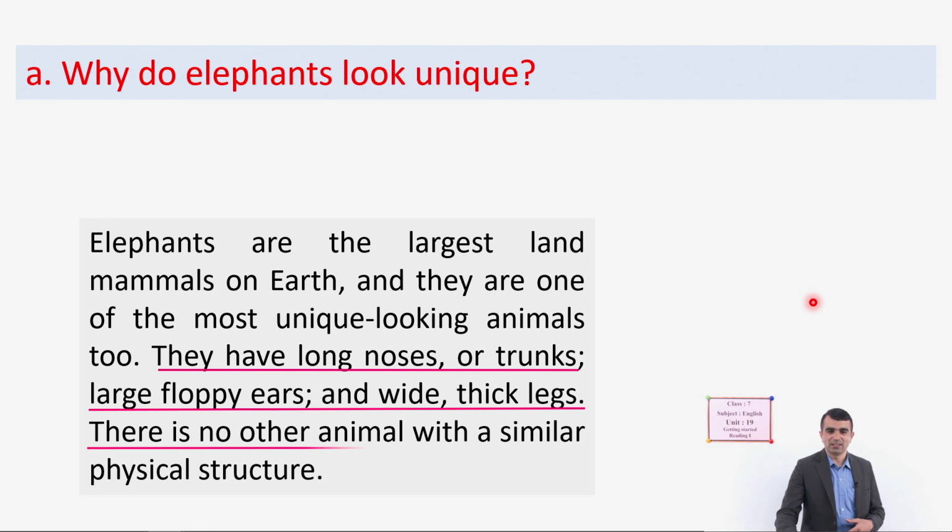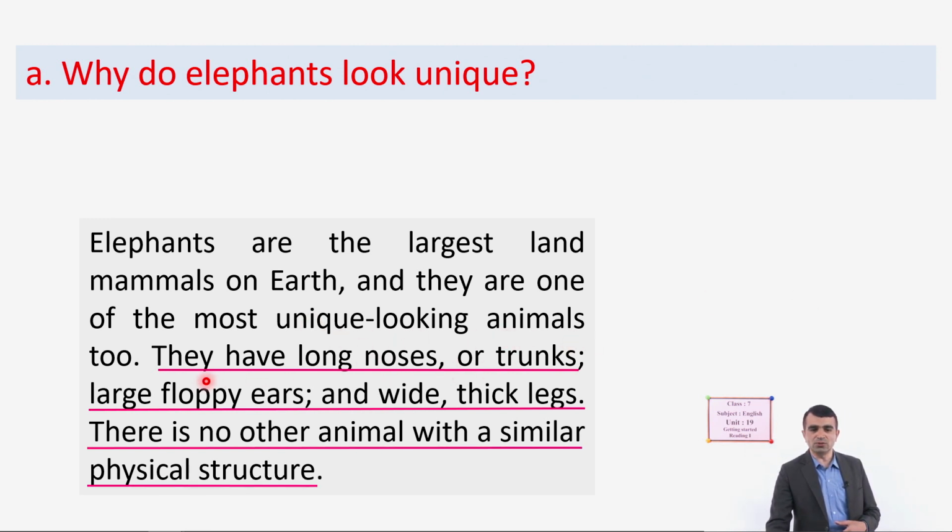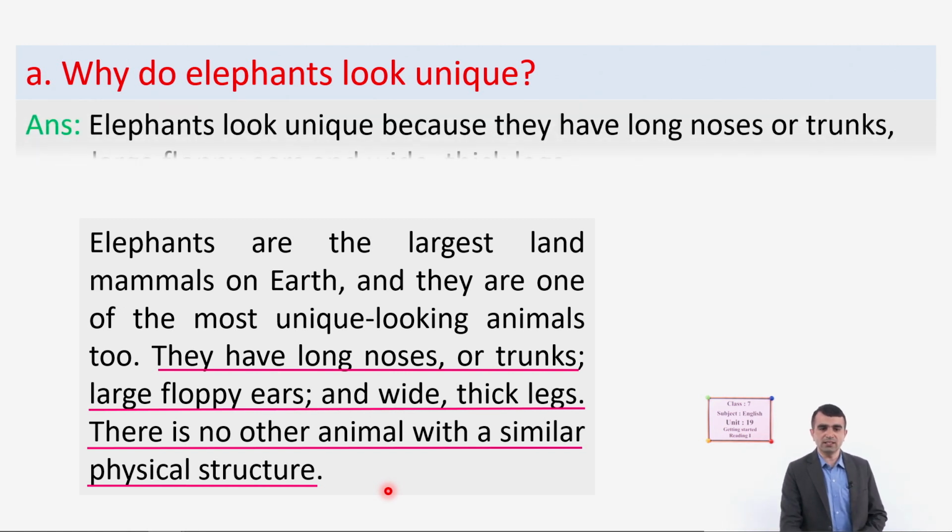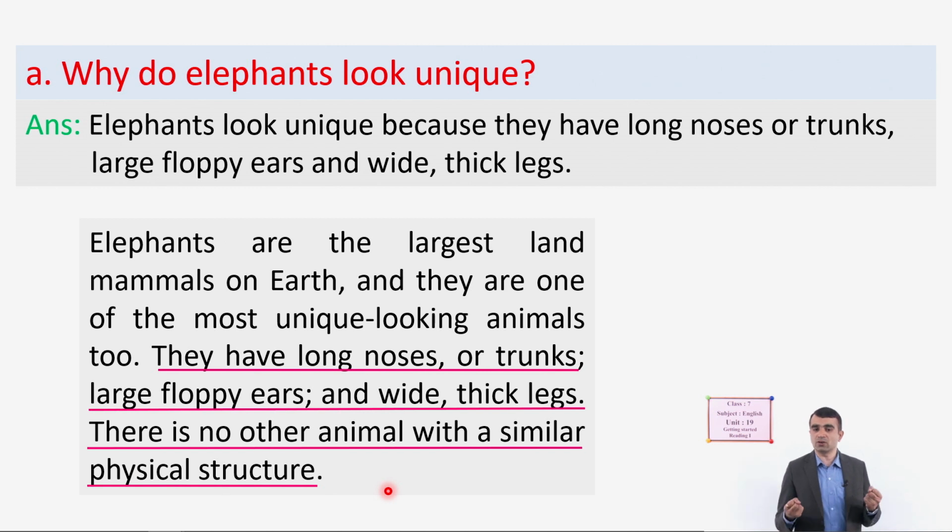Okay, they are unique. So, most unique looking animals too. Why? Because they have long noses, trunks, large floppy ears, floppy means flexible, isn't it? And wide, thick legs. There is no other animal with similar physical structure. So, your answer can be elephants look unique because they have long noses or trunks, large floppy ears and wide thick legs. You don't need to write a full sentence here, you can just write they have long noses, trunks, large floppy ears and wide thick legs. That's why they are unique.